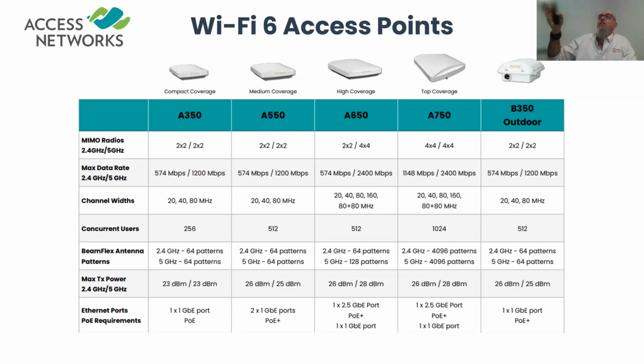Not only that, it also does 4,096 antenna patterns. You can really focus that RF energy onto the client devices and give a much better signal-to-noise ratio. Really great access point. As with the Arachnus line, you can see some of your Ethernet ports are going up to 2.5 gig. And we have an outdoor access point that complements what we're doing on the indoor as well.